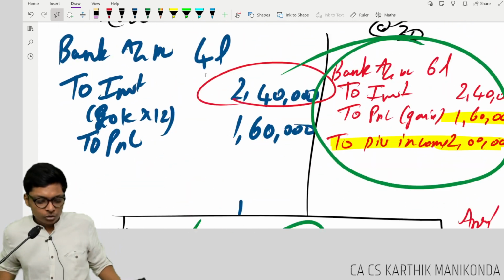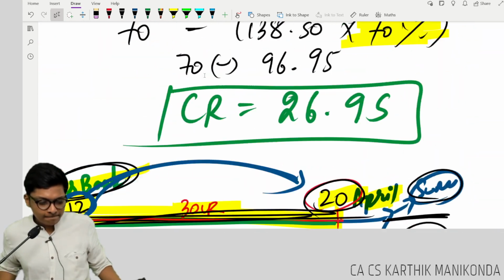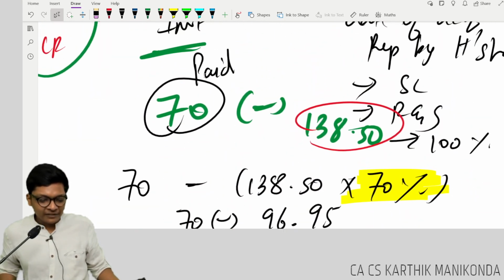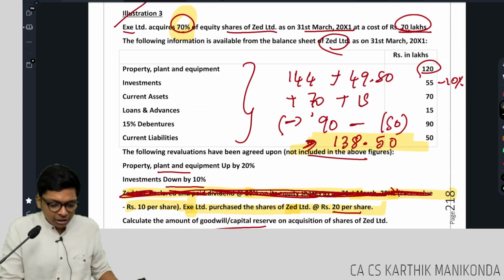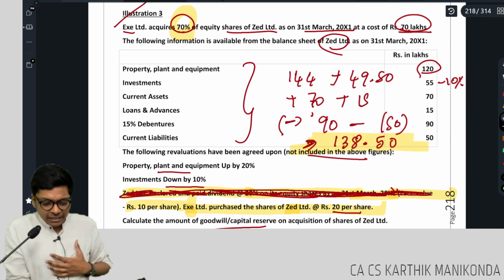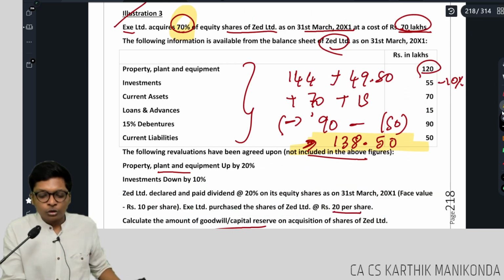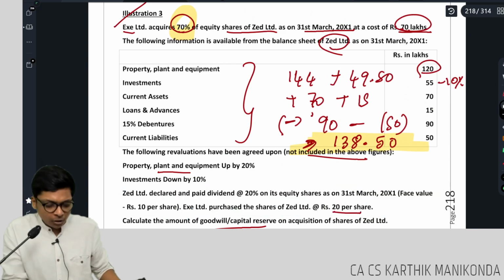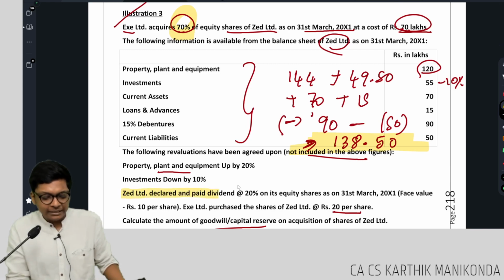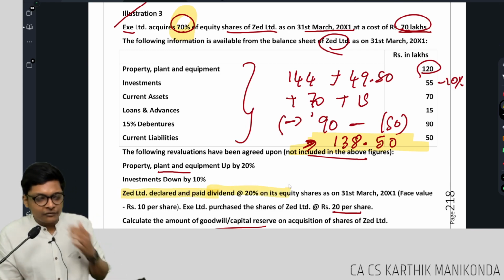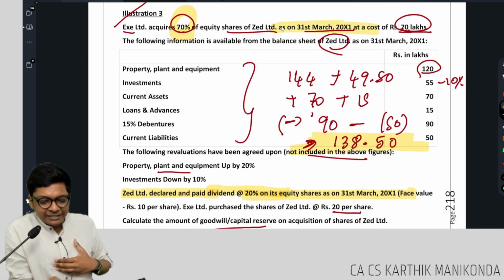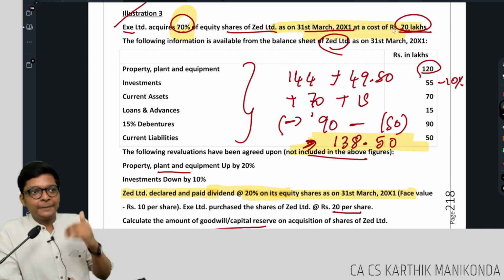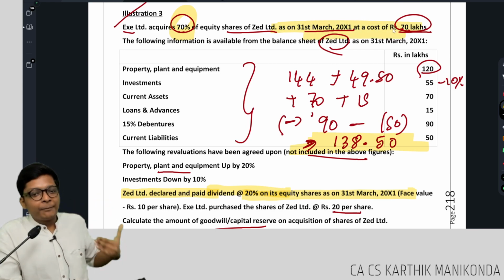Now go back to this question. This question we just did, where you got 26.95. That is not the correct answer because it would be correct if this line was not there. Now read this line. What does it say? Z Limited declared and paid a dividend of 20% on its equity shares on 31st March. That means on the date of acquisition, I paid dividend. That means the full dividend is from pre-acquisition.